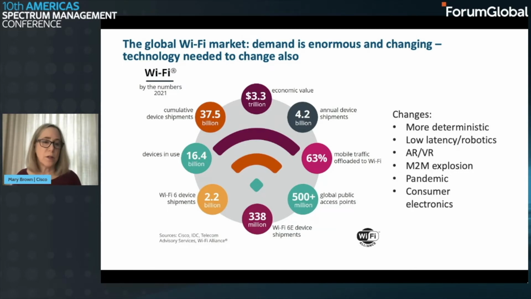And then, of course, since we began the journey toward finding more spectrum for license exempt and for Wi-Fi, we've had the global pandemic, which by some measures exploded the demand for Wi-Fi as we retreated into our homes to be able to work and go to school and entertain ourselves while in various states of lockdown all over the world.